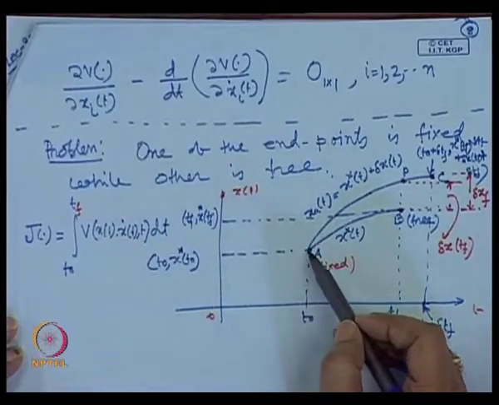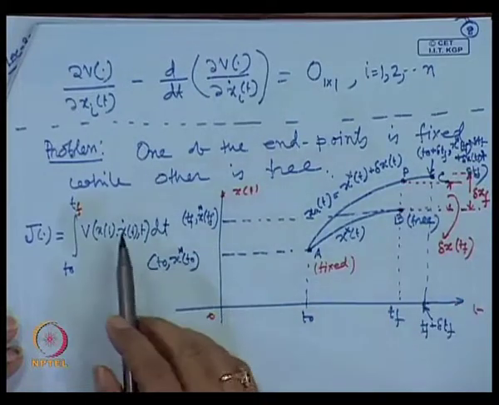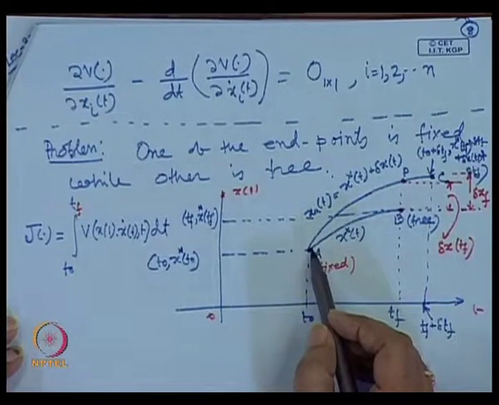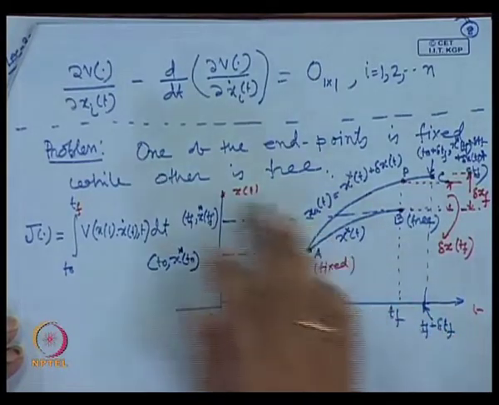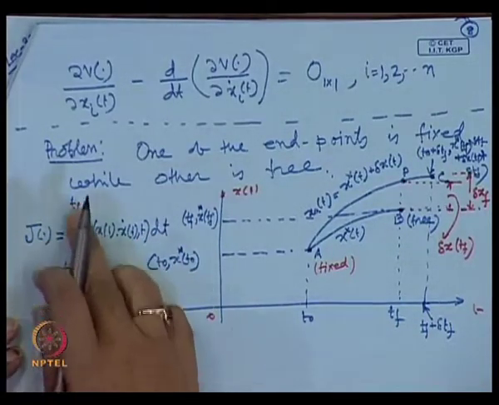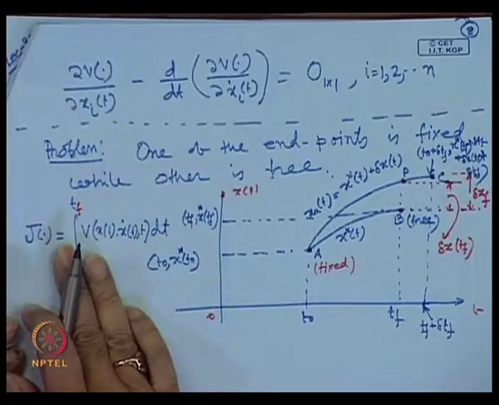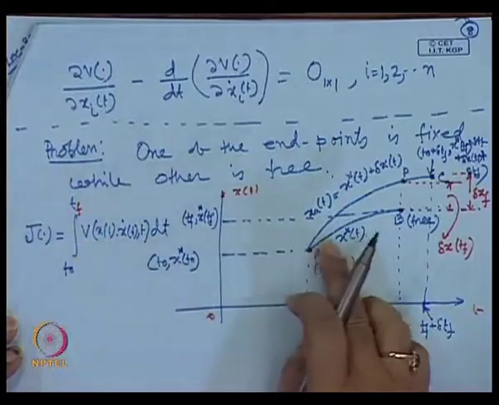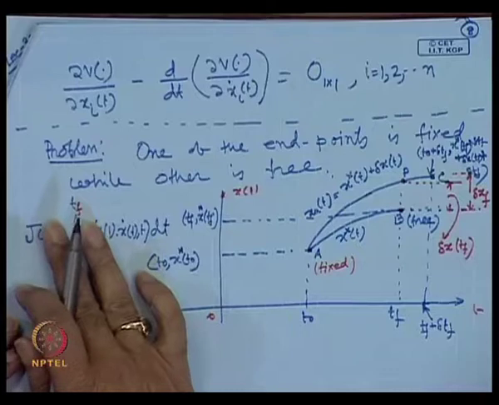So, last class we considered the problem where one point is fixed and the other point is free. Again, point A is fixed and point B is free. Our problem is this functional, from T 0 to T f, which we have to optimize, either minimize or maximize.